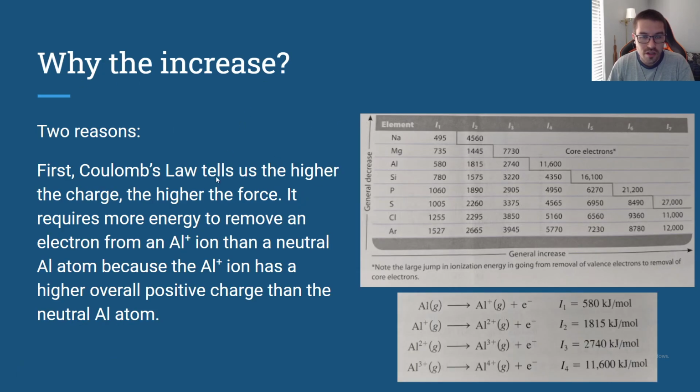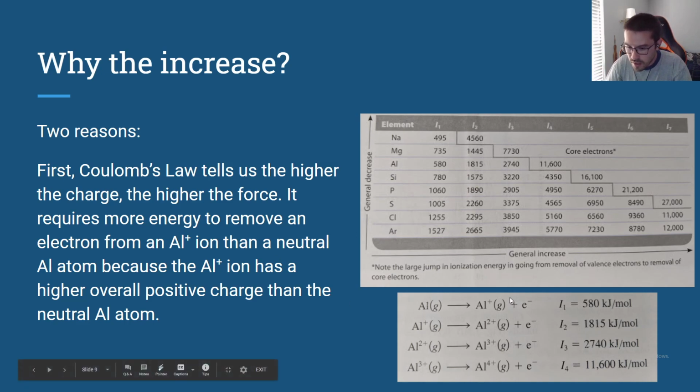So, why the increase, right? Why do these ionization energies get larger and larger, okay? There are 2 reasons, okay? Reason number 1 has to do with Coulomb's law, okay? Coulomb's law tells us that the higher the charge, right, the bigger Q1 is, the higher the force, okay? It requires more energy to remove an electron from a positively charged aluminum ion than it does from a neutral aluminum atom, because the positively charged aluminum ion has a higher overall positive charge than the neutral aluminum atom, okay?